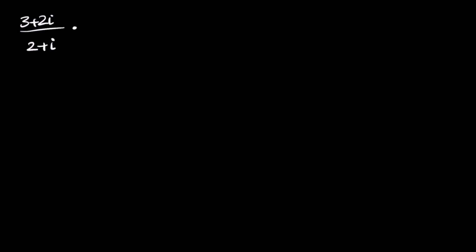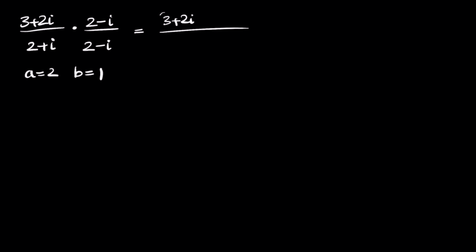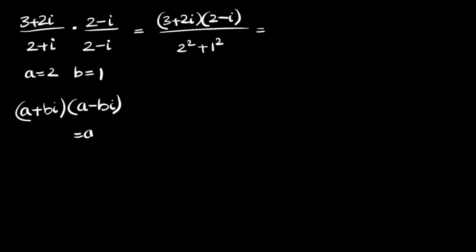Multiply it with the conjugate of the denominator. The denominator is 2 plus i, the conjugate will be 2 minus i. So 2 minus i by 2 minus i. So that becomes, again here a is 2, b is 1. So 3 plus 2i times 2 minus i divided by a square plus b square, which is 2 square plus 1 square. So if you don't remember the formula, we know that a plus bi times a minus bi is a square plus b square.